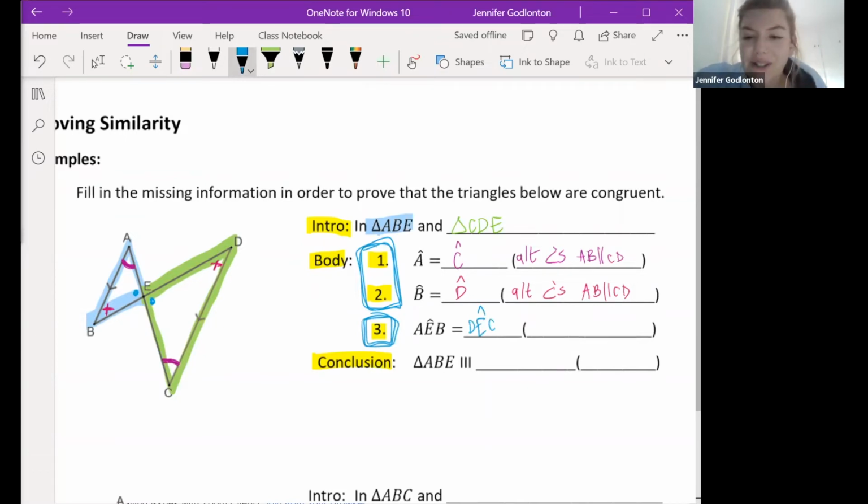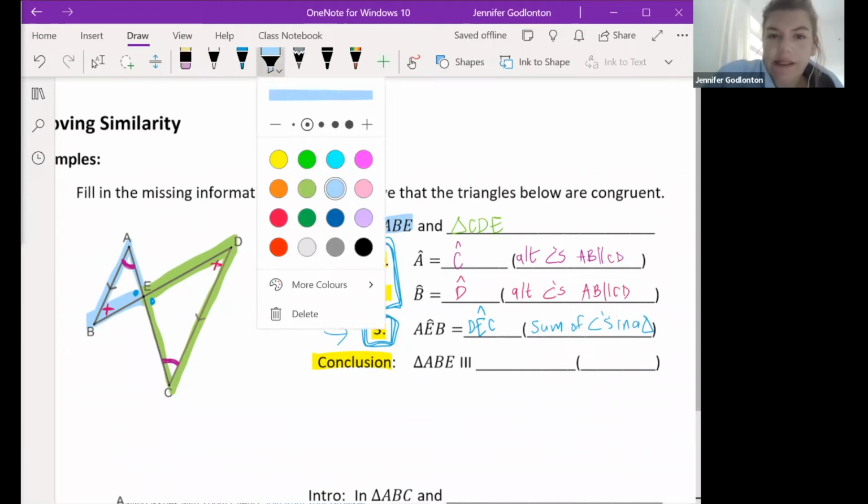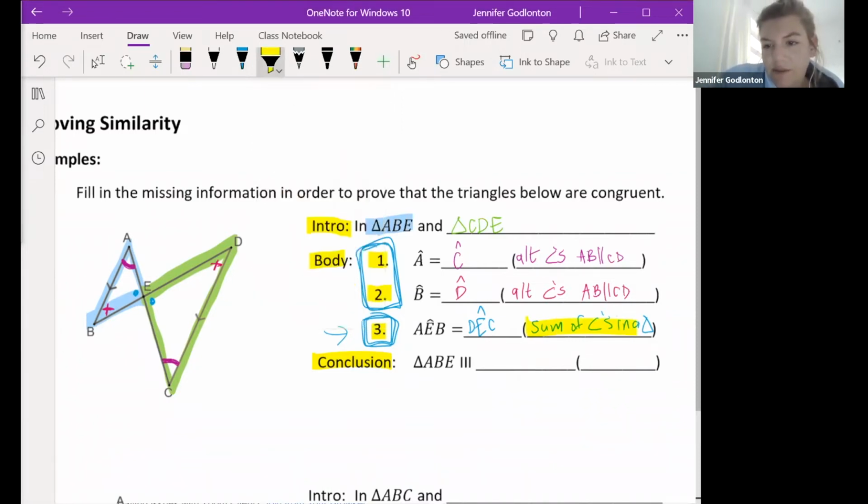And then I'm allowed to just say sum of angles in a triangle. What that's saying is that all of my angles in my triangle have to equal 180 degrees. So if two of my angles are the same as each other, then the third one has to be the same because they have to equal 180 degrees. So we're allowed to use this reason every single time as our third reason for proving similarity. It's like our easy pass. This is this reason every time for reason 3.